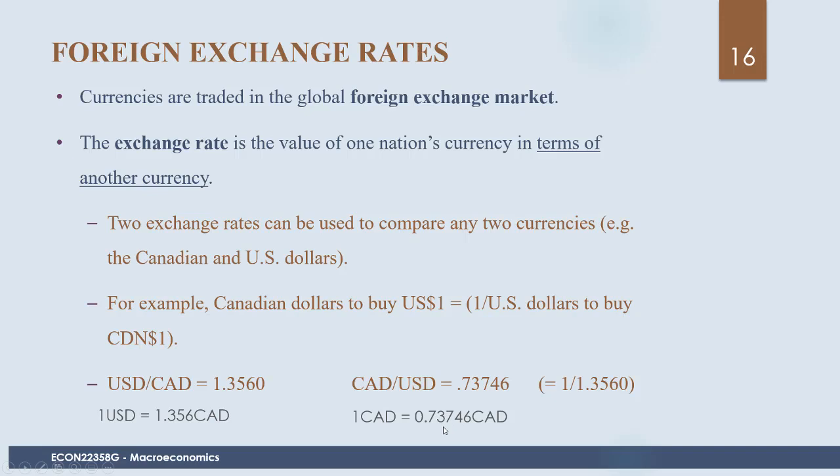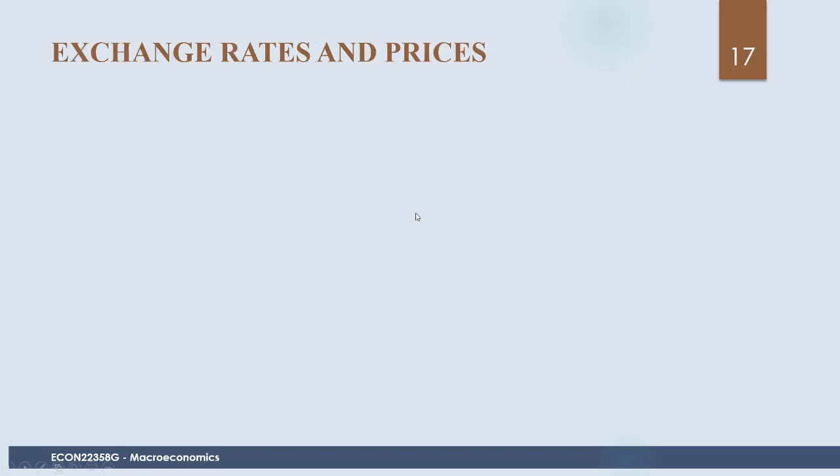And so if the exchange rate is expressed like this, we're saying how much foreign currency we need to buy 1 Canadian dollar. In this case, it's 0.738 rounded up. Okay, so the exchange rate can be expressed in terms of the domestic or foreign currency.